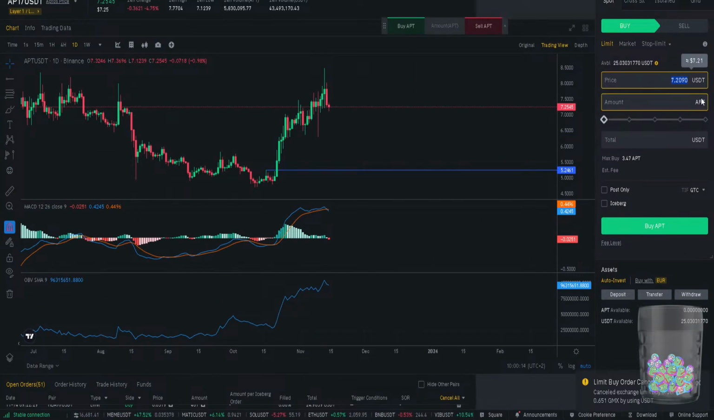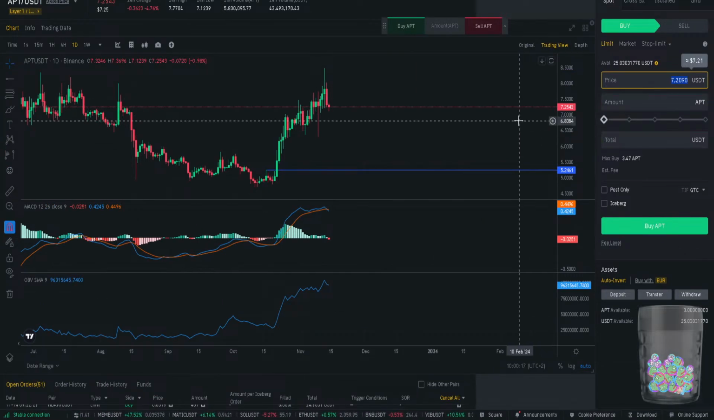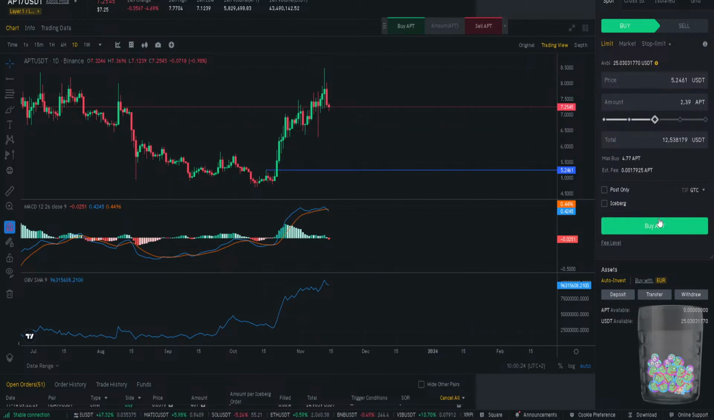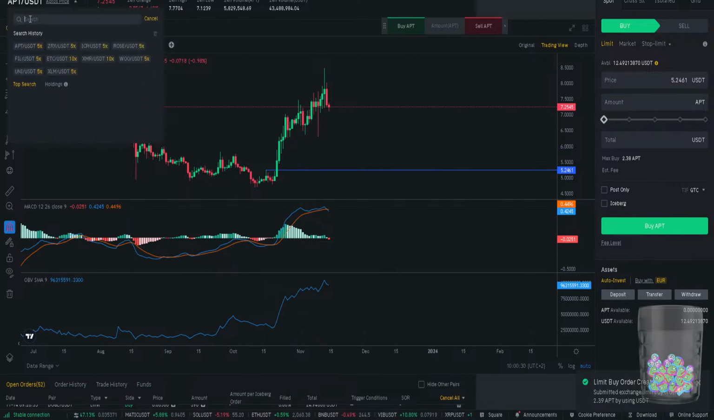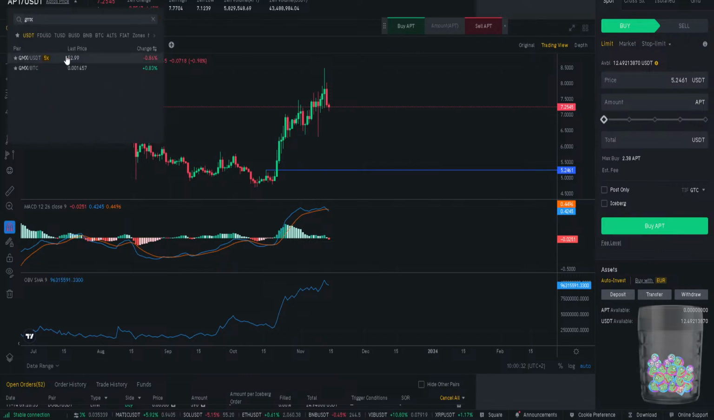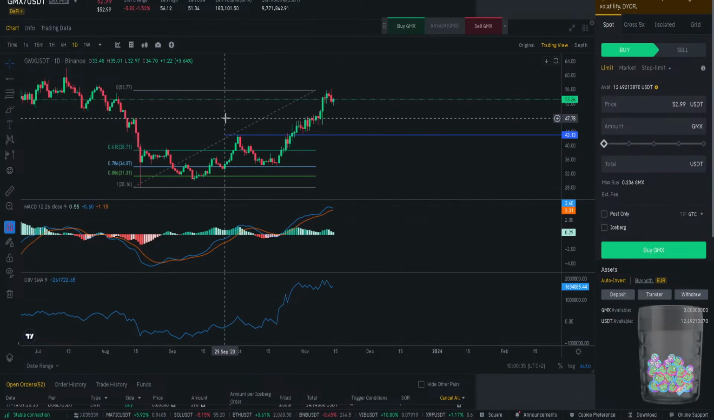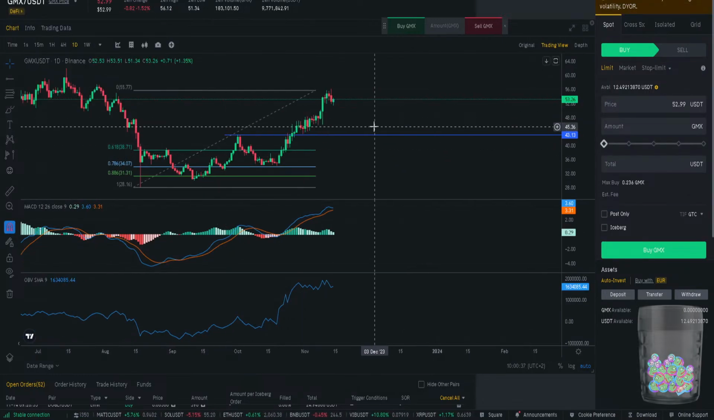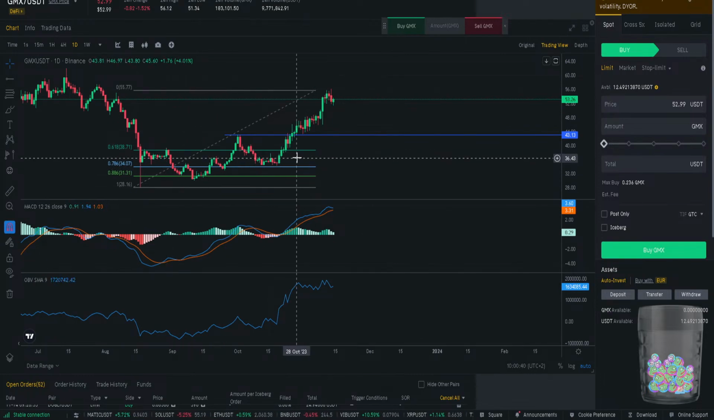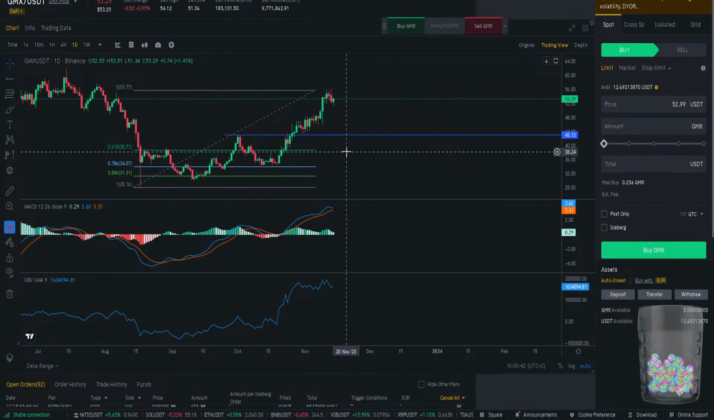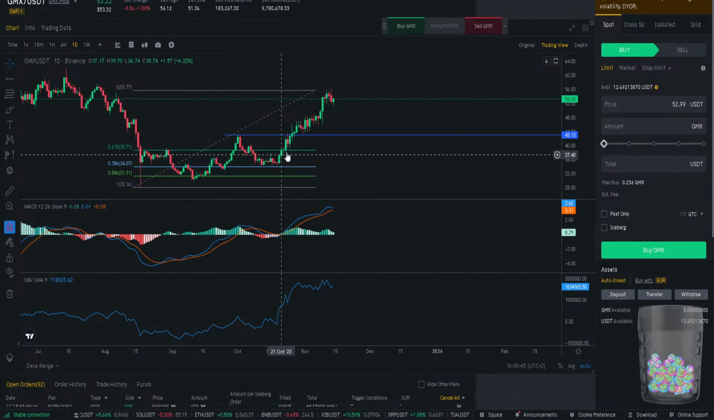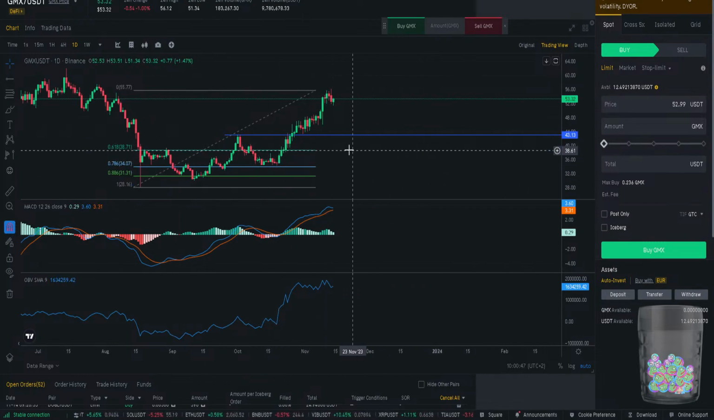It's GMX. So $5, 2, 4, 6, 1. Go back to GMX. Huh, this is a little bit more tricky. Let's just go with 38.